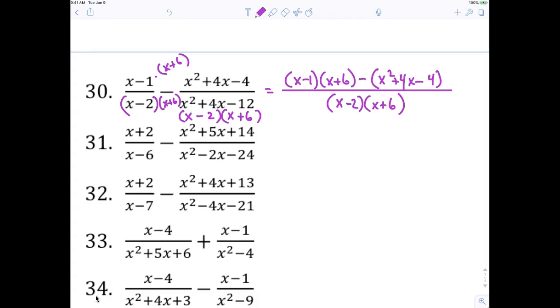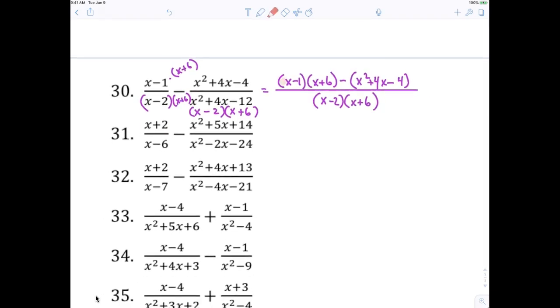Anybody have any issues? Okay, so now I need to multiply that out. When you multiply that out, remember, I'm expecting you to do that mental math now. Everybody should be able to look at that and tell me it's just X squared plus 5X minus 6. Good. Now we have to distribute the negative. So it becomes negative X squared minus 4X plus 4 all over X minus 2 times X plus 6. Everybody okay with that?